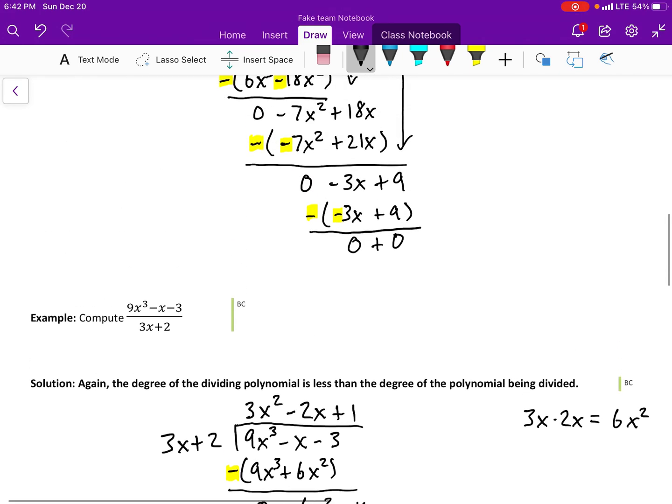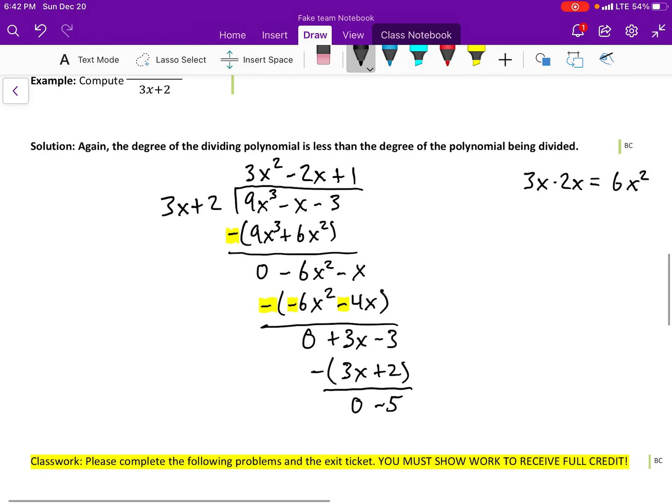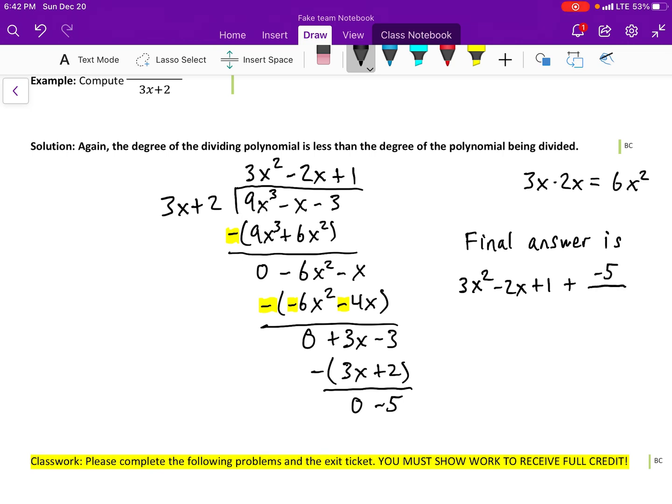So what I want to do is write this, so our final answer is the expression we have at the top, 3x squared minus 2x plus 1 plus negative 5 divided by 3x plus 2. So this is our final answer.